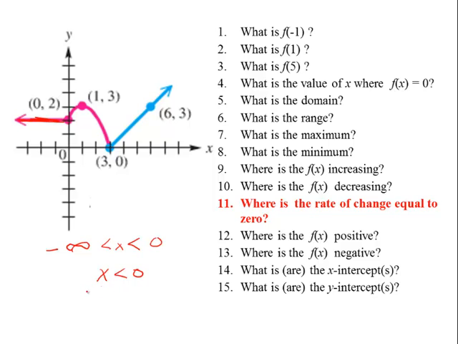If we write this in set notation, we would start off with our minimum, which is negative infinity. That's a parenthesis because we can never equal negative infinity. Going up to the largest, which is 0. It doesn't equal 0, so we put a parenthesis. So any one of these three notations will work.